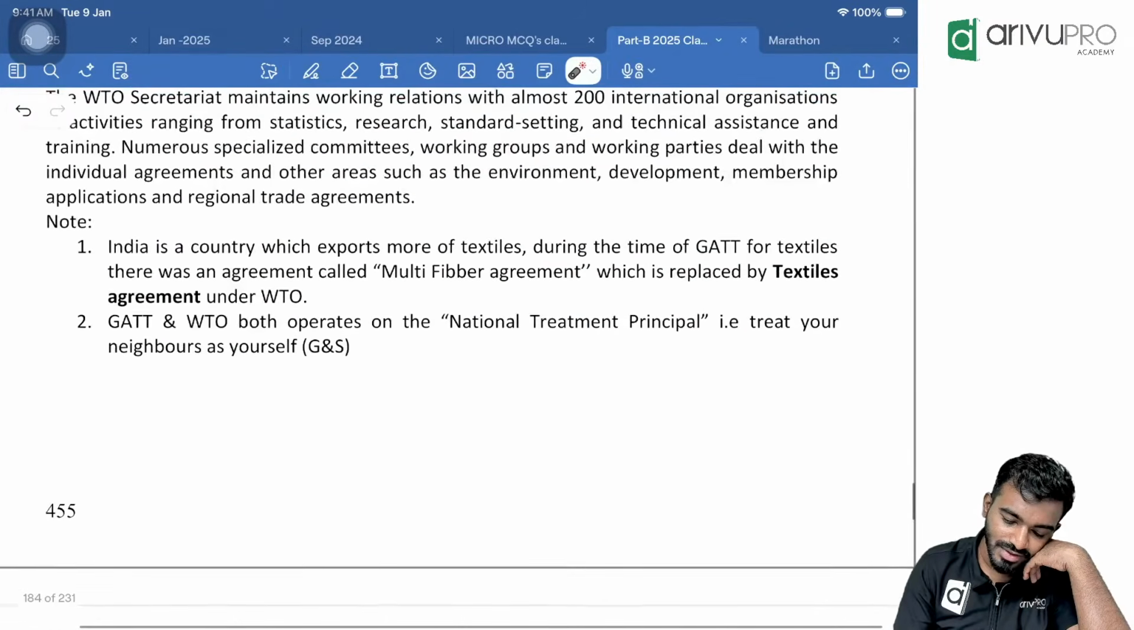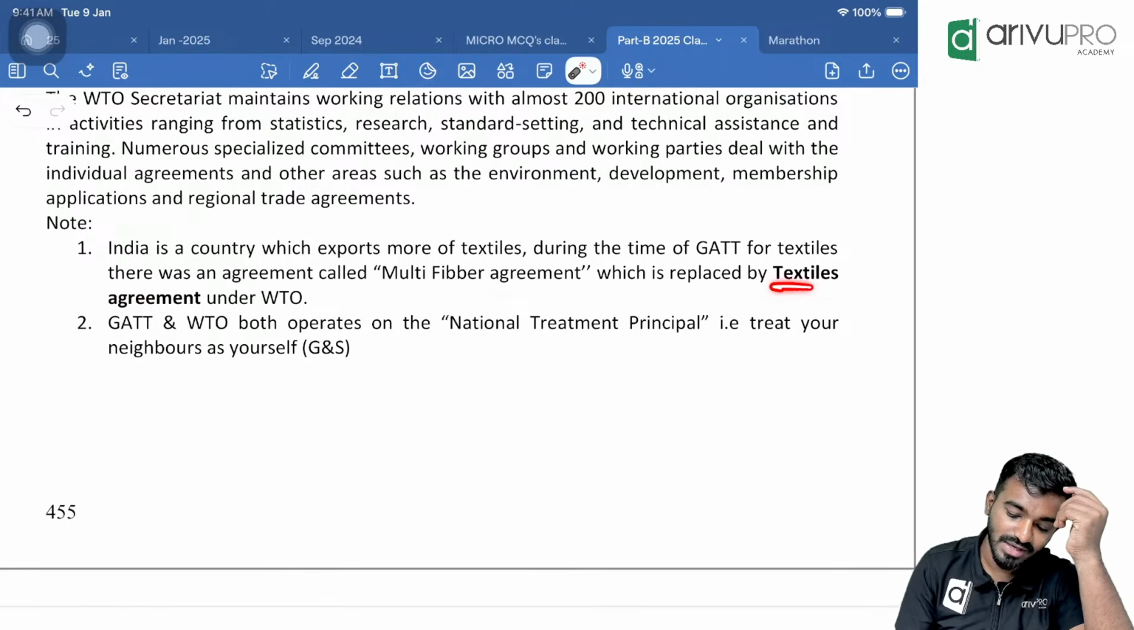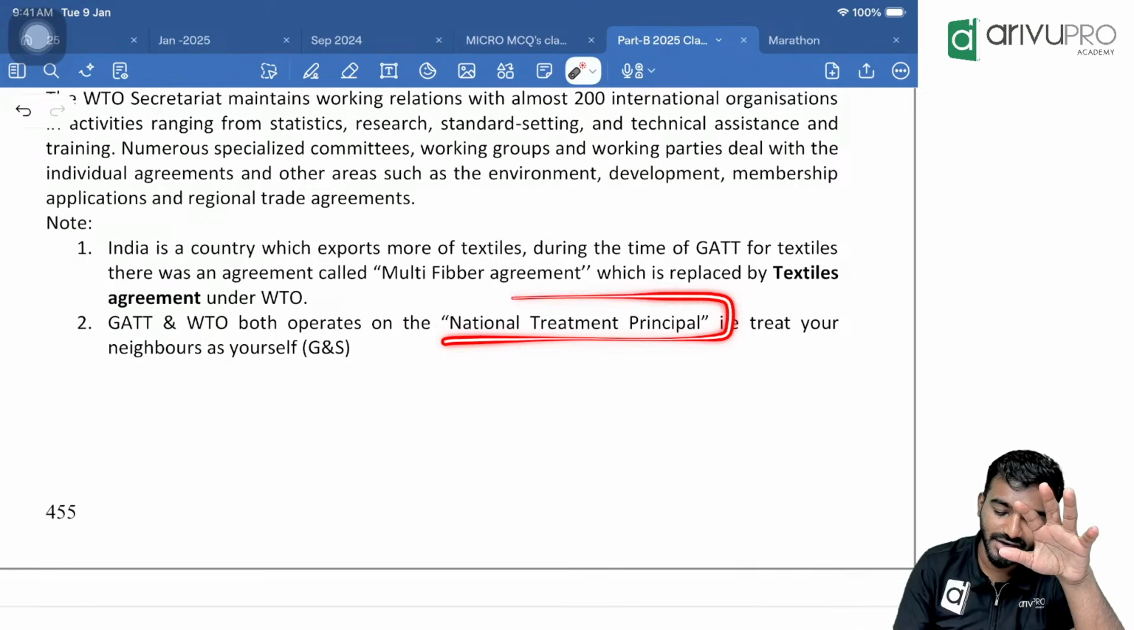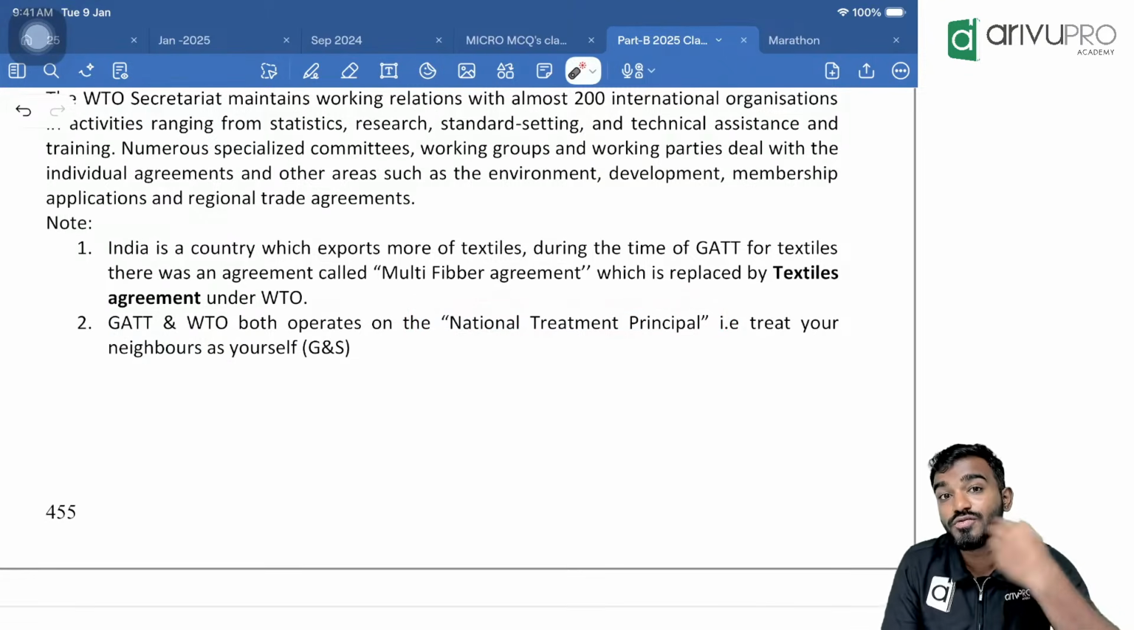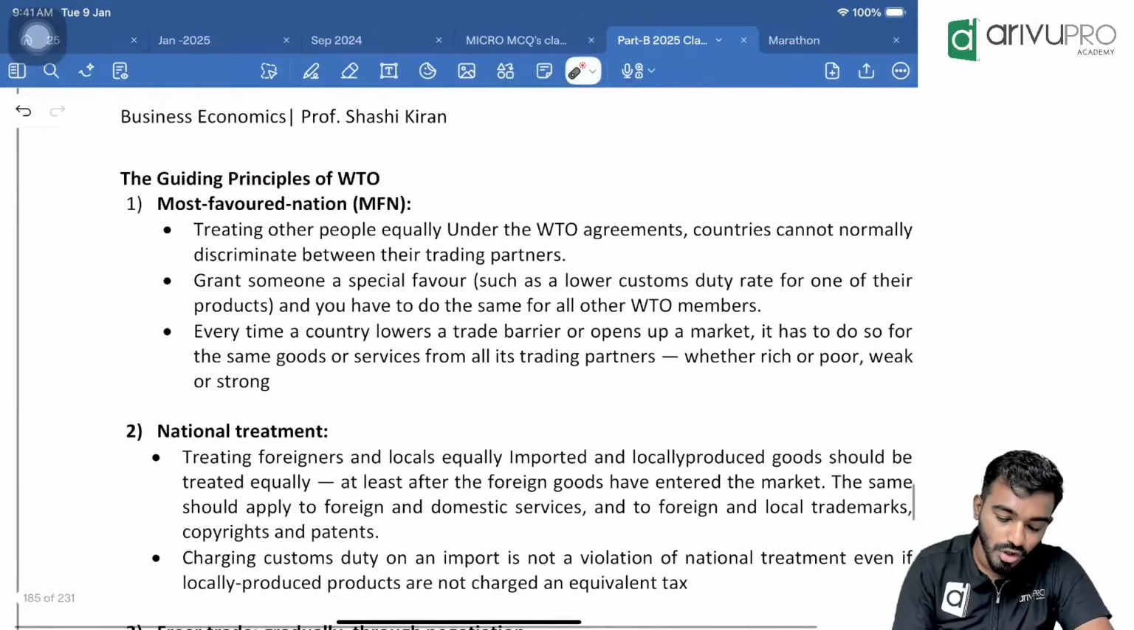In India, we had something called the multi-fiber agreement under the GATT. Now it has become the textile agreement under WTO. Both WTO and GATT work on the national treatment principle: treat your neighbor's goods like how you treat your own goods. You should not discriminate after importing. This is the guiding principle.